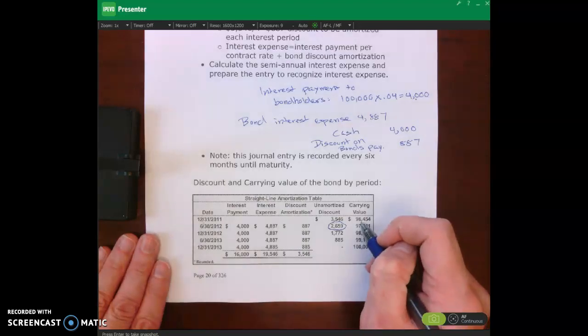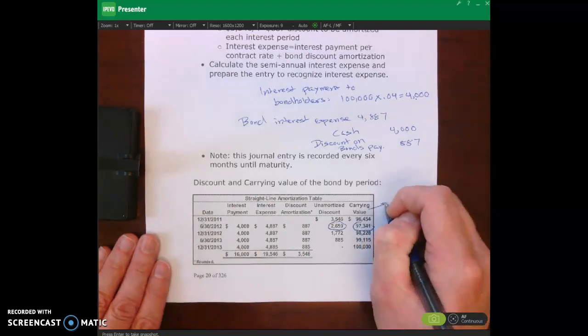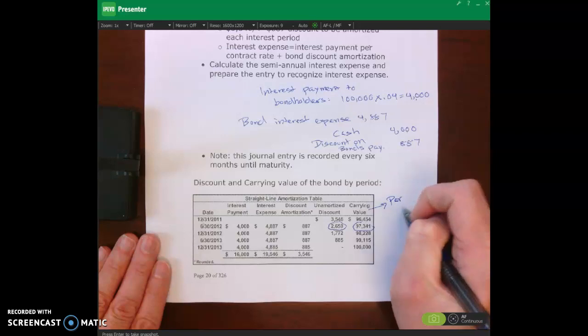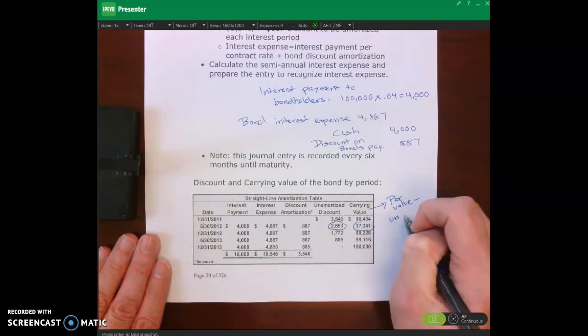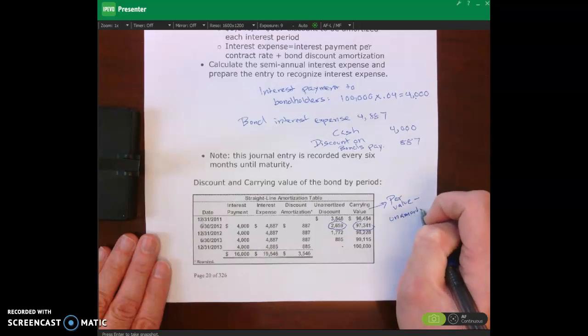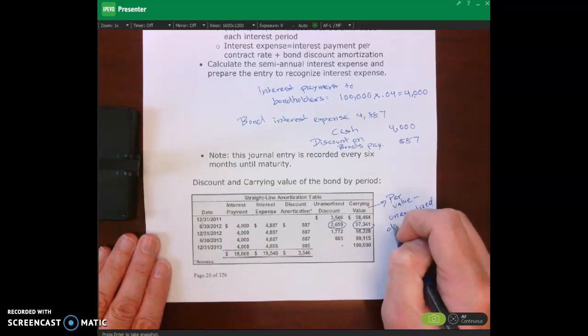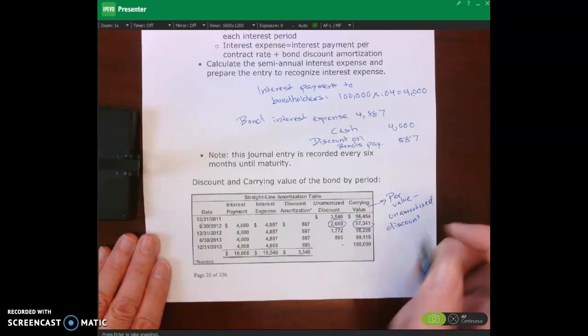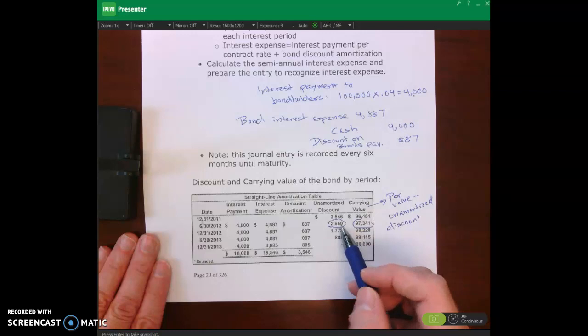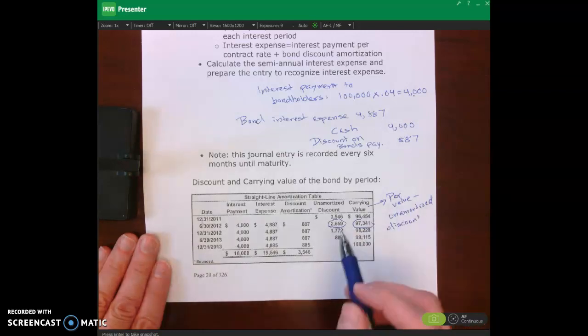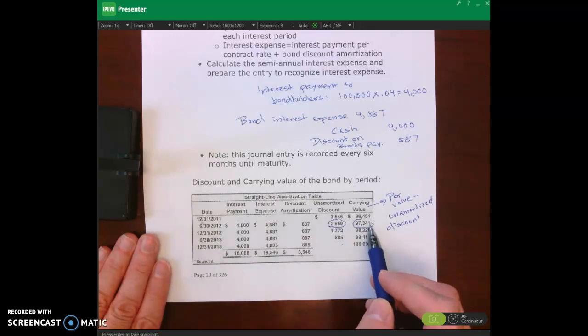Then look at the carrying value. Remember, the carrying value is equal to the par value minus the unamortized discount. This is our unamortized discount. It went down by 887. Par value is still 100,000. So 100,000 minus a smaller number means the carrying value goes up.